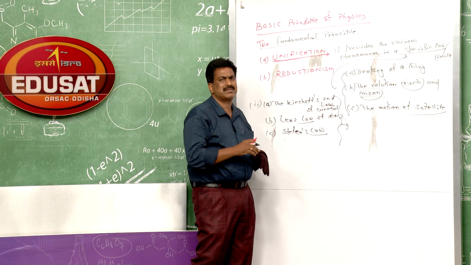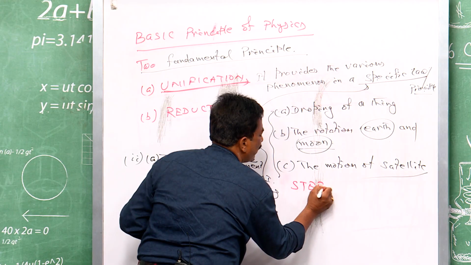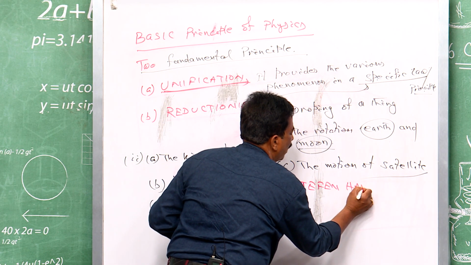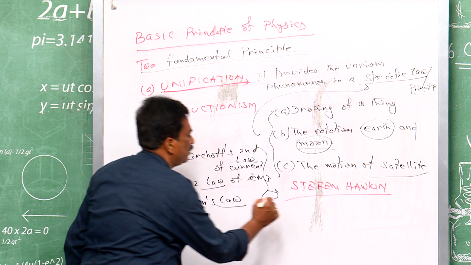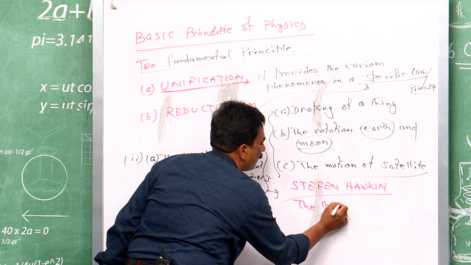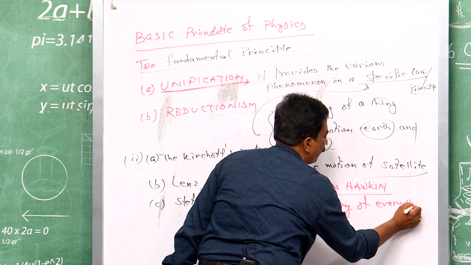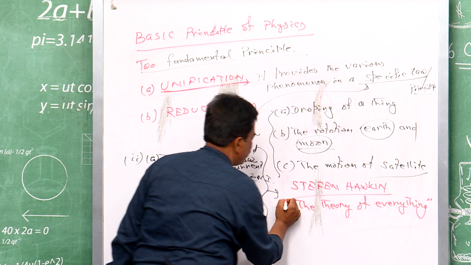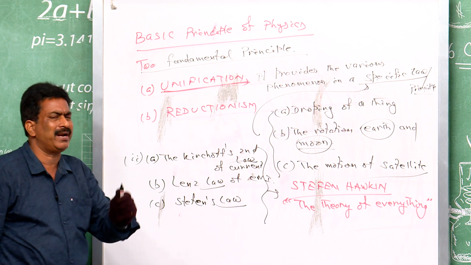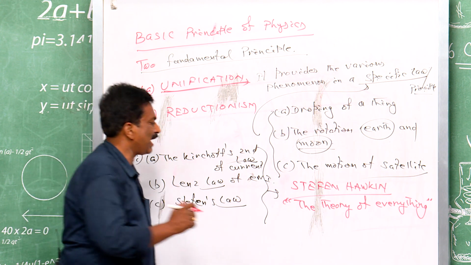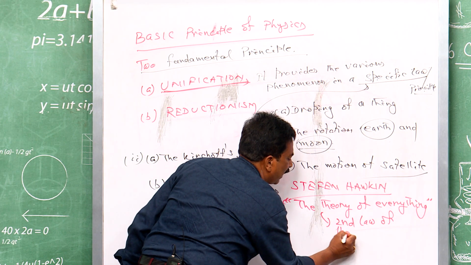There are some scientists who gave that. If you know the name of that scientist, it is Stephen Hawking. Stephen Hawking gave the theory of everything: what is going on in this universe, everything to be explained by giving a single law, and that one mostly satisfies the second law of thermodynamics.